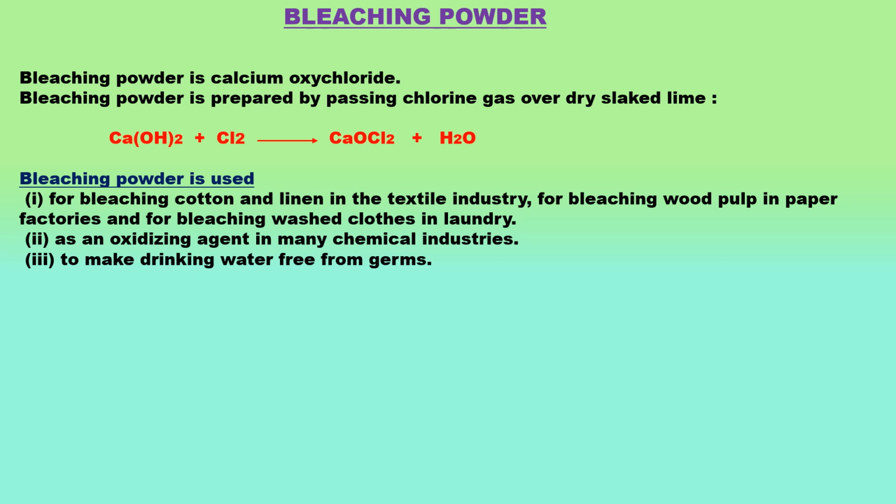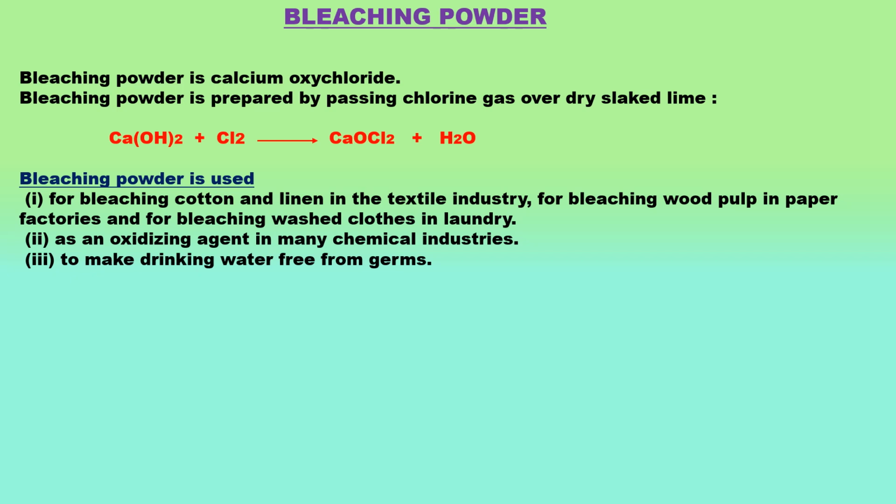Bleaching powder is calcium oxychloride. Bleaching powder is prepared by passing chlorine gas over dry slaked lime. Bleaching powder is a white powder which gives a strong smell of chlorine. Bleaching powder is soluble in cold water. The small insoluble portion always left behind is the lime present in it.